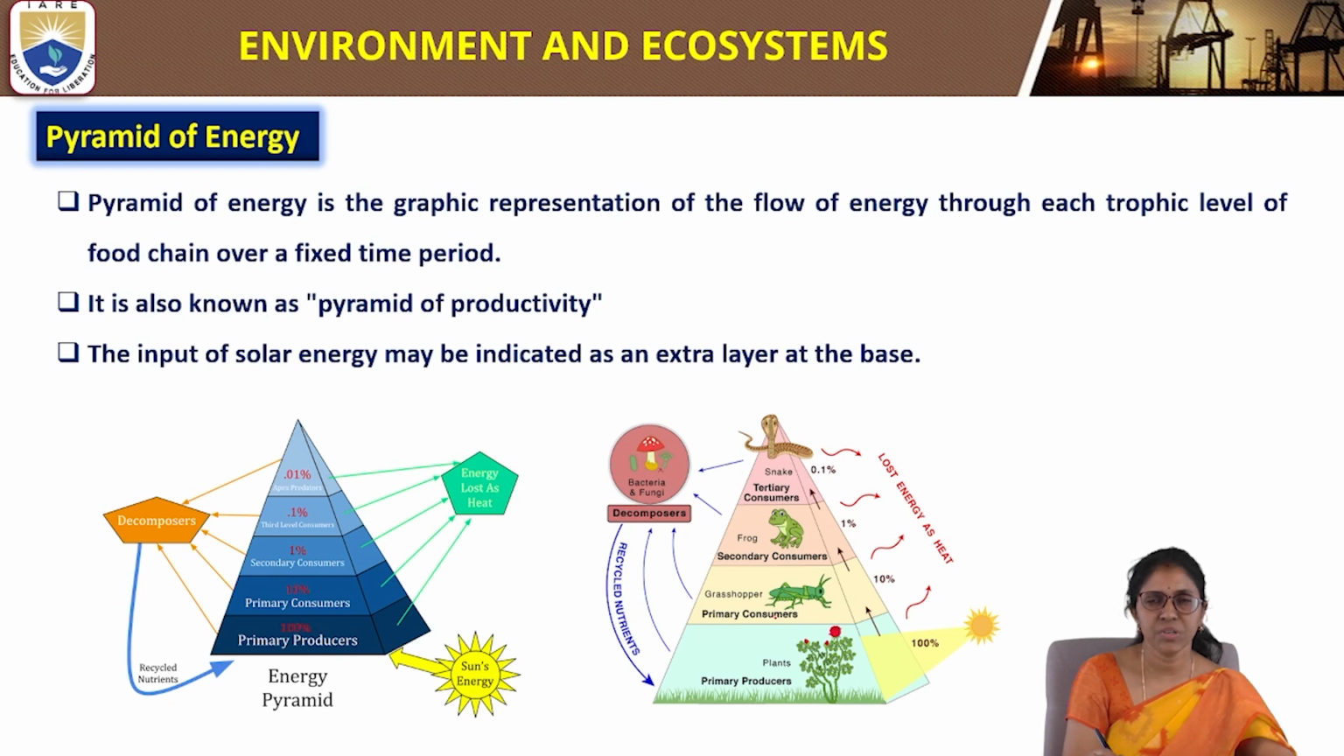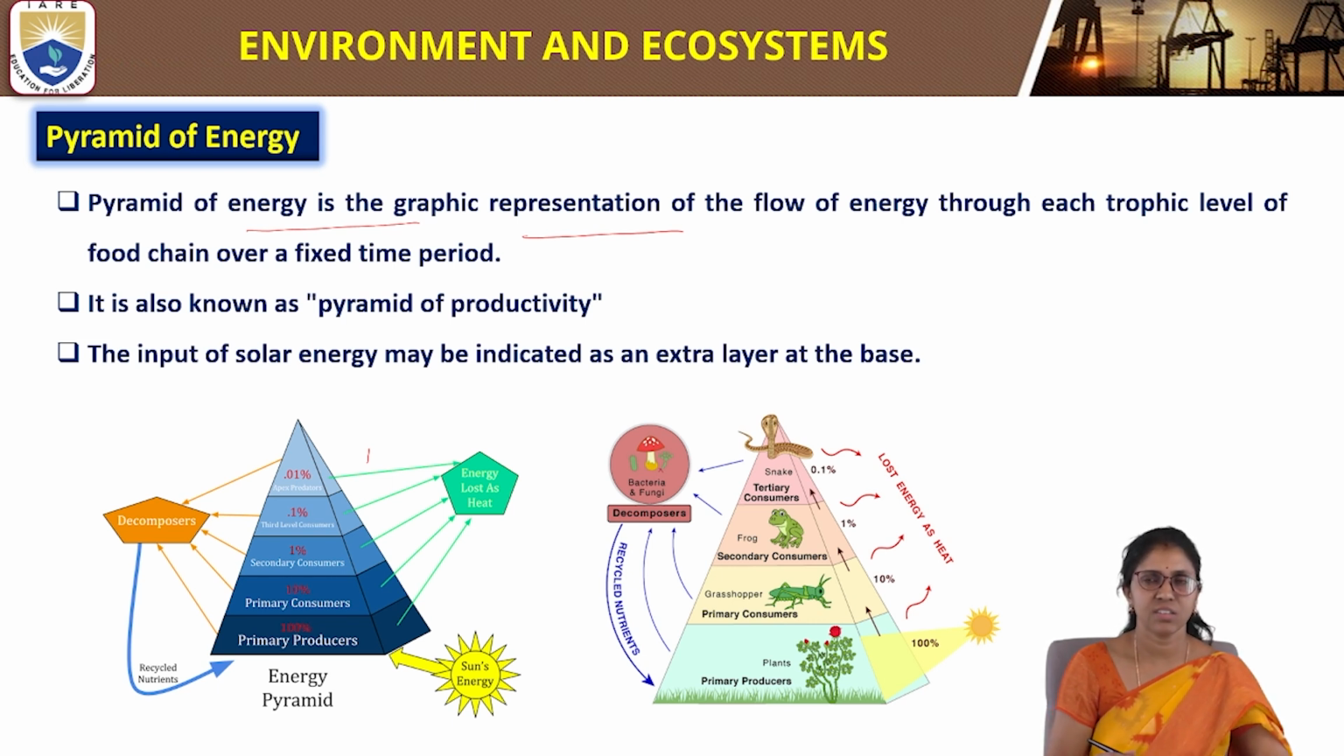Second one is pyramid of energy. Pyramid of energy is a graphic representation of flow of energy through each trophic level of the food chain over a fixed time period.